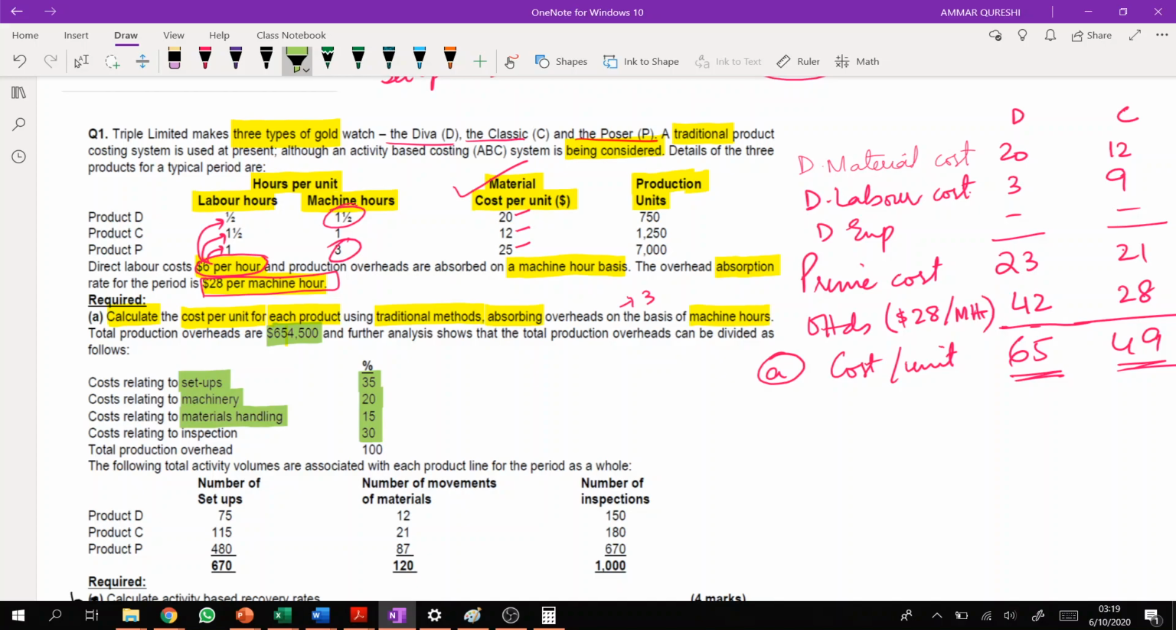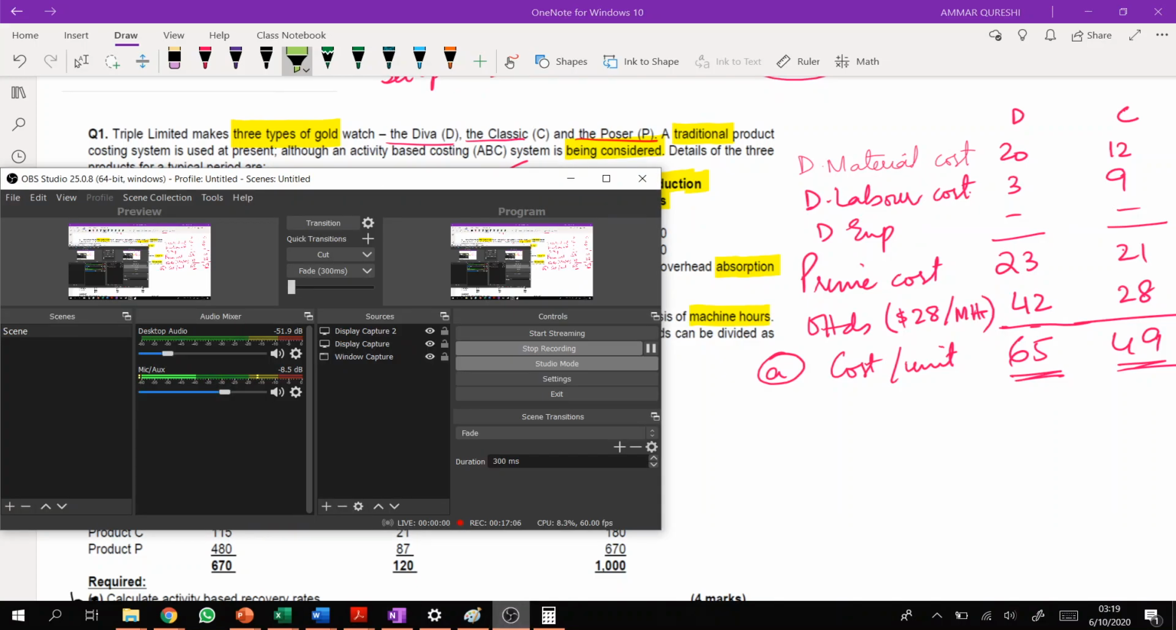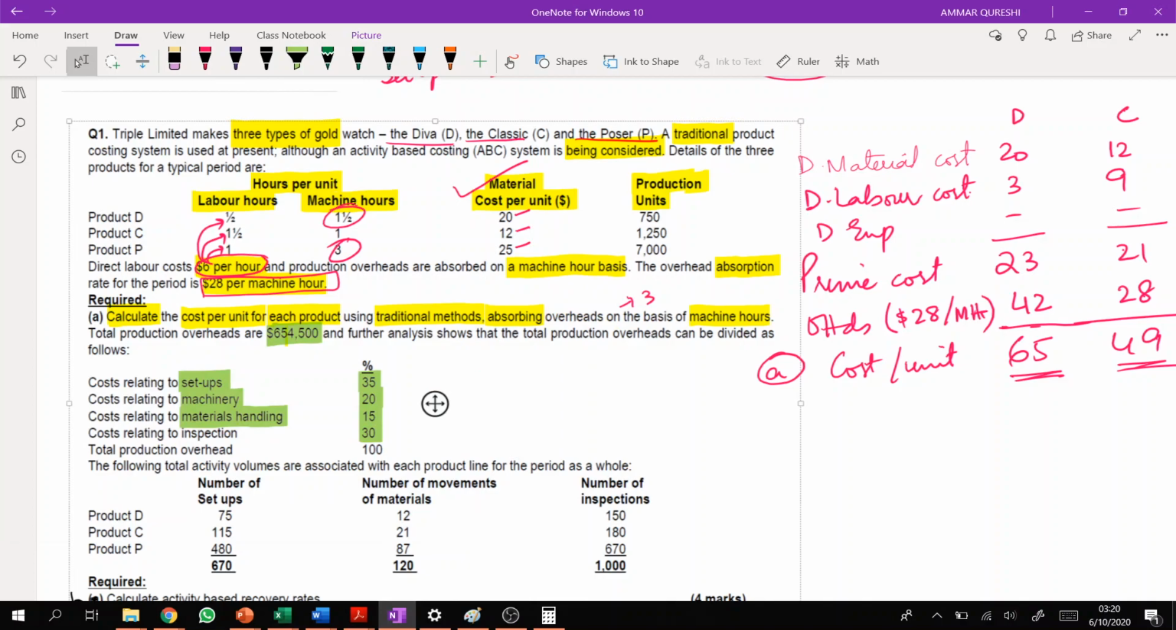Cost of material handling. Material handling is done where? Store department, right? And the last one is cost related to inspection. Inspection related cost. Probably quality control inspection. Now, there are four different cost pools, so we must have four different cost drivers, right?